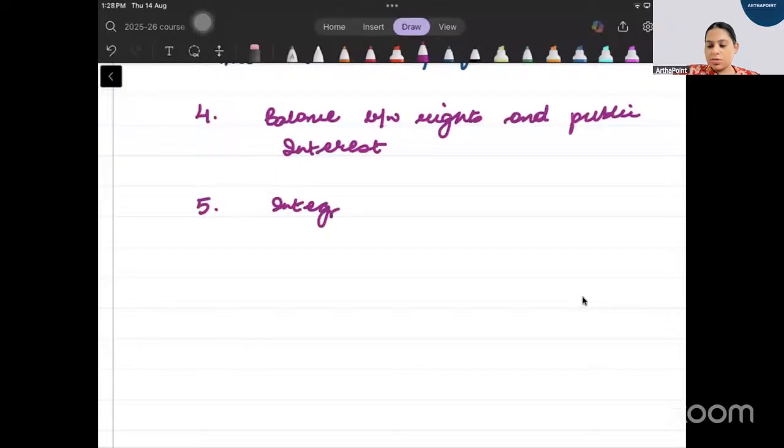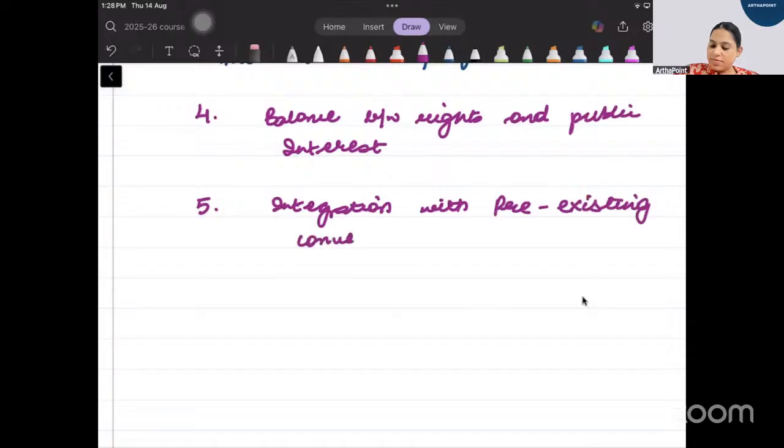Integration with pre-existing conventions. Integrating with pre-existing conventions. So we know that this TRIPS came in the Uruguay round. We talked about this, right? But before this, whatever different conventions have happened, we need to integrate TRIPS with them.